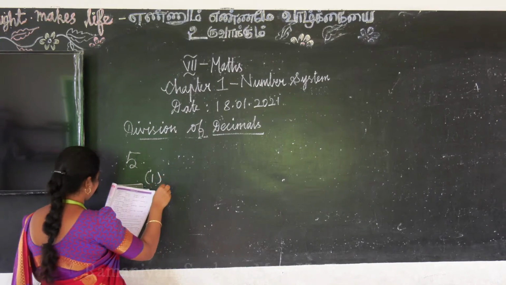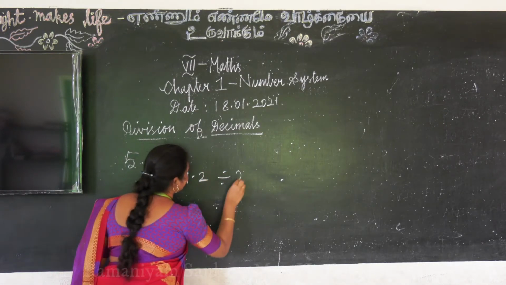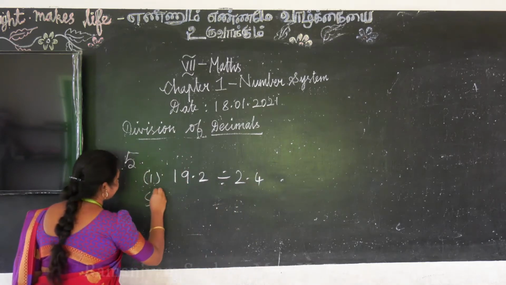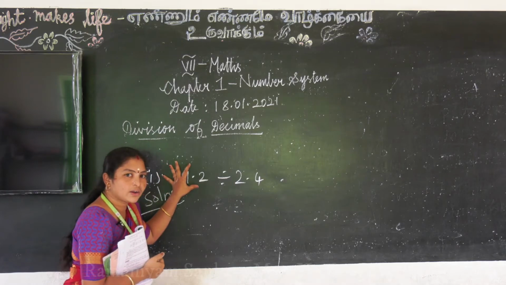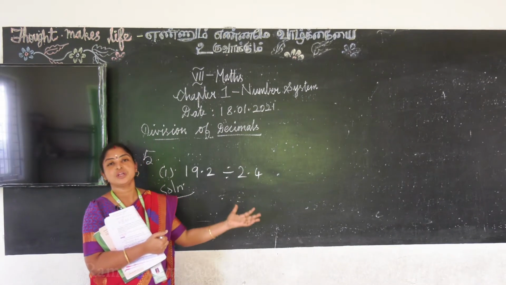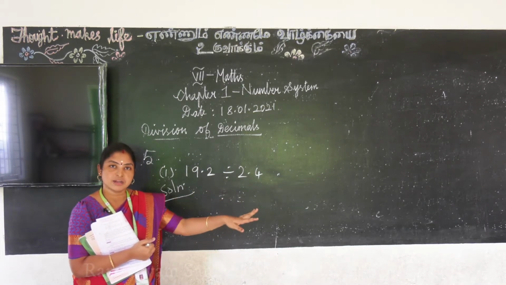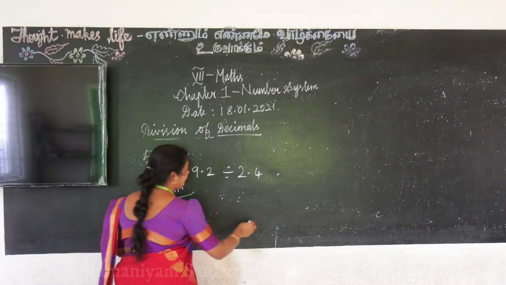See, the first one, 19.2 divided by 2.4. Listen, ma'am, here the dividend is a decimal number and the divisor is also a decimal number. How do we divide a decimal number by a decimal number? I will give you one trick. Use that trick and divide.